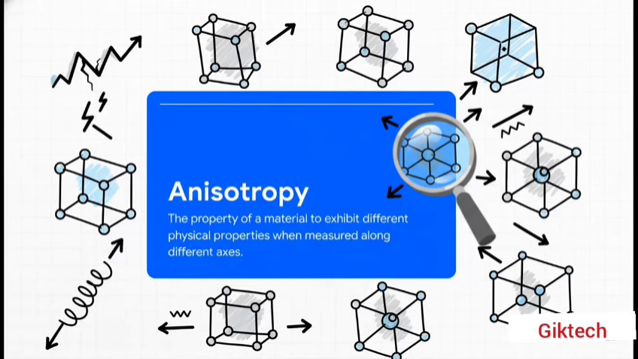So the answer to our little puzzle has a name. Anisotropy. It's a simple but really profound idea that a material's properties can completely change depending on the direction you measure them. Now, to understand why this happens, we need to forget the big macro-level picture for a minute and zoom way, way in. I'm talking down to the world of individual atoms.